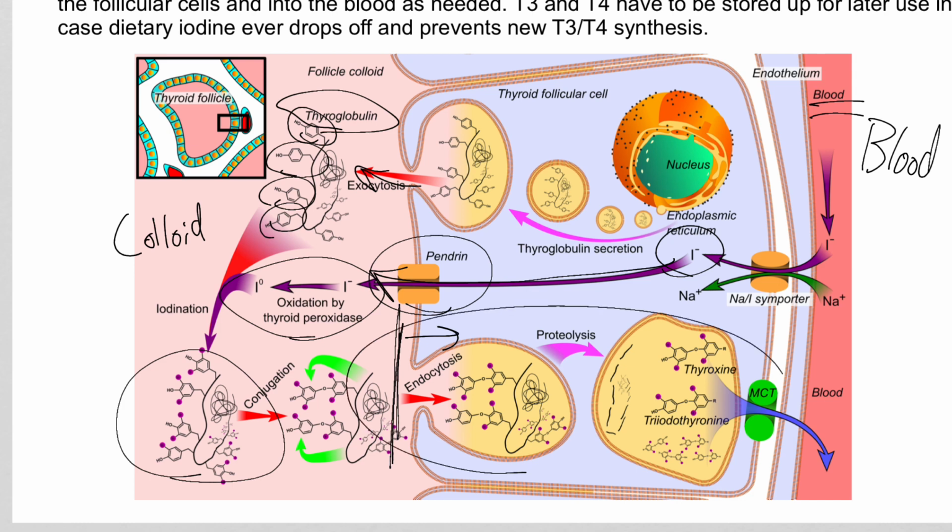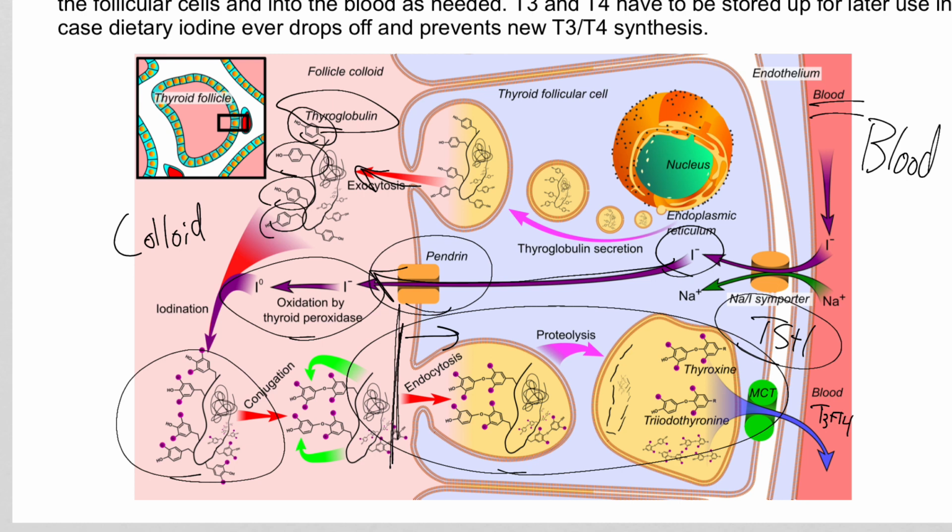And so this process of moving the T3 and T4 out of the colloid into the blood, which is where they'll end up over here, that is regulated. It's not shown in this graphic, but that is regulated by the hormone TSH. So if you remember seeing in the pituitary and hypothalamus section, TSH is produced by the anterior pituitary.